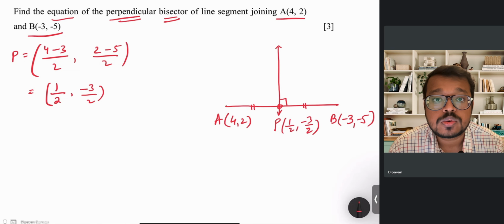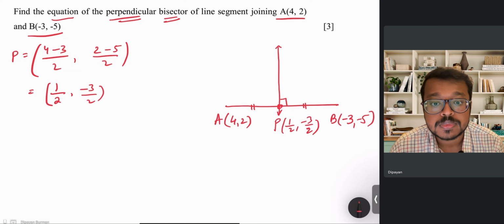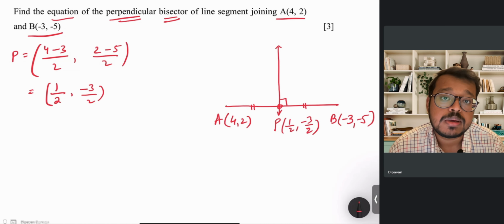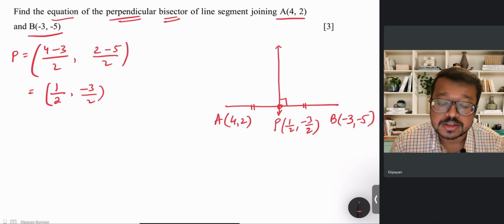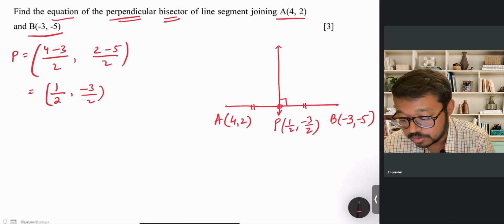So if I know one point on the line and also the slope of the line, we can always use the point slope form of a line to get the equation. Now we directly don't know what's the slope of the perpendicular bisector, but at least we can find the slope of the line joining AB because coordinates of both A and B are given. So let's find slope of AB.